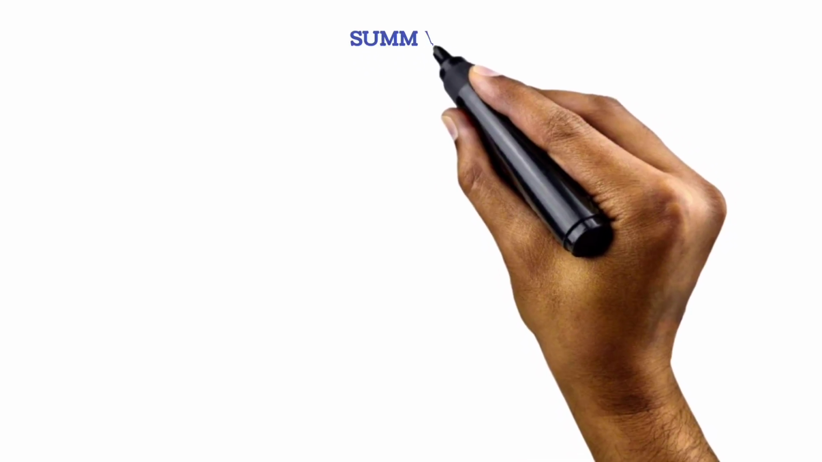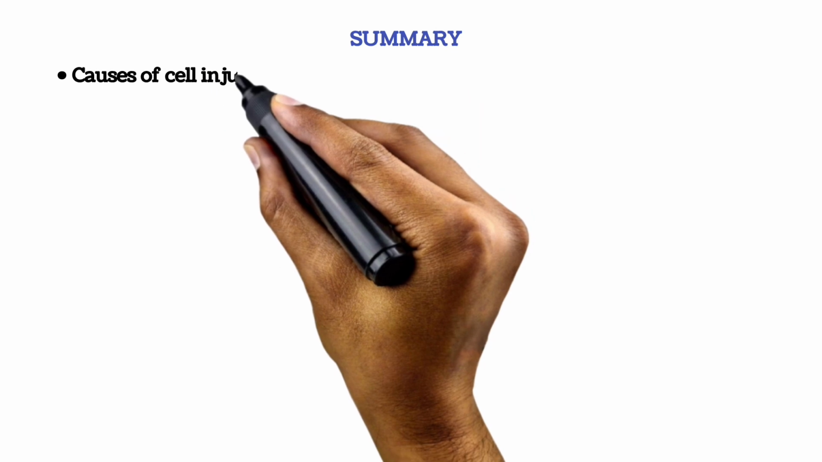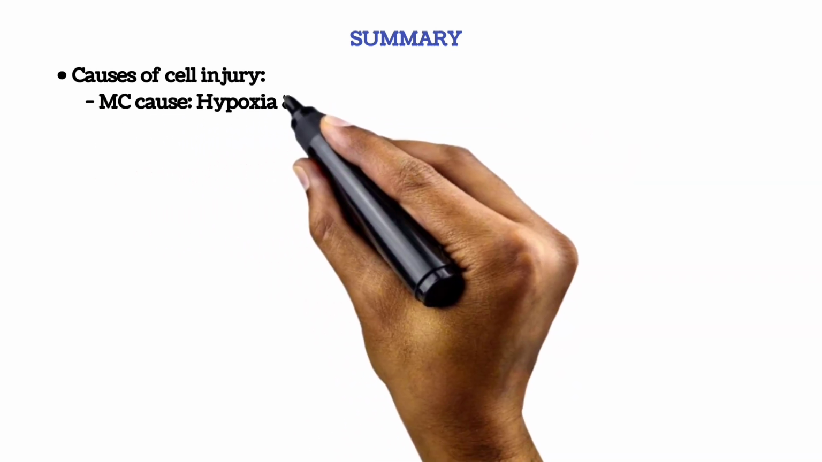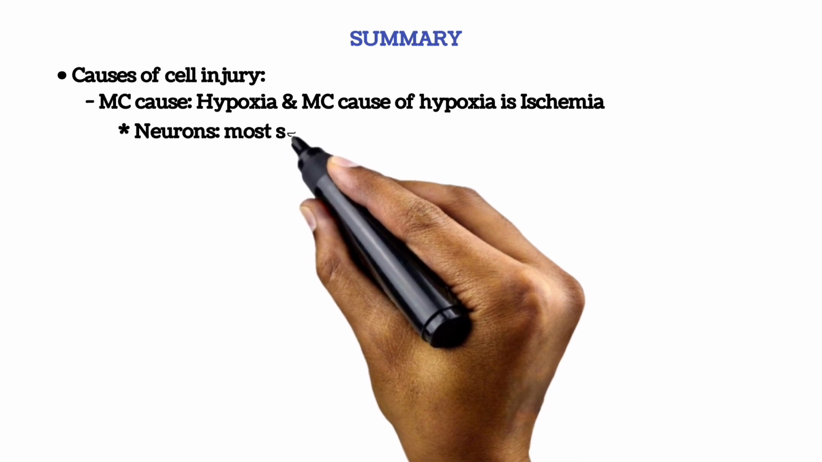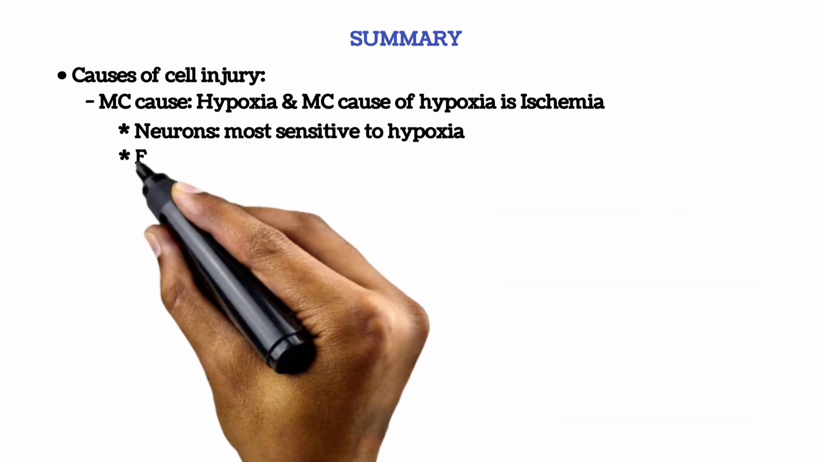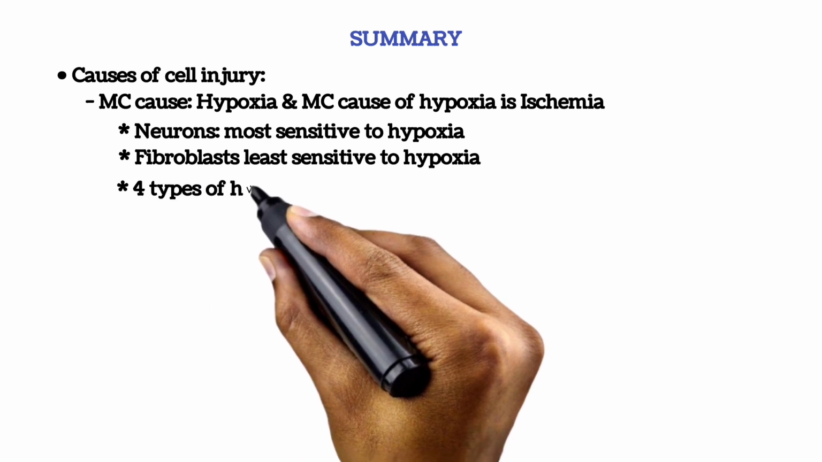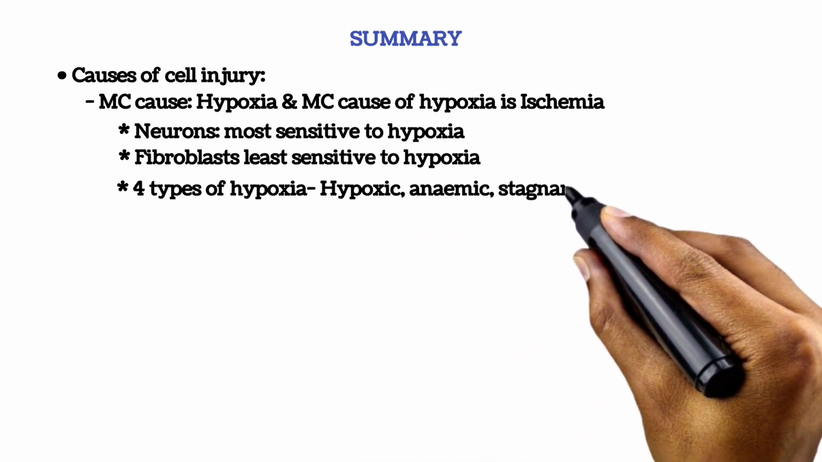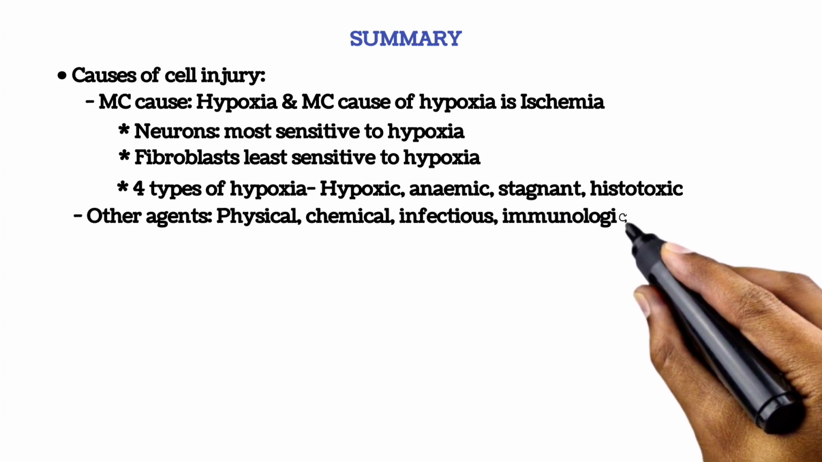Now let's summarize the whole topic. Firstly, the causes of cell injury. Most common is hypoxia, and the most common cause of hypoxia is ischemia. Neurons are the most sensitive cells to hypoxia, and fibroblasts are the least sensitive. There are 4 types of hypoxia: hypoxic, anemic, stagnant, and histotoxic. And there are the other agents causing cell injury.